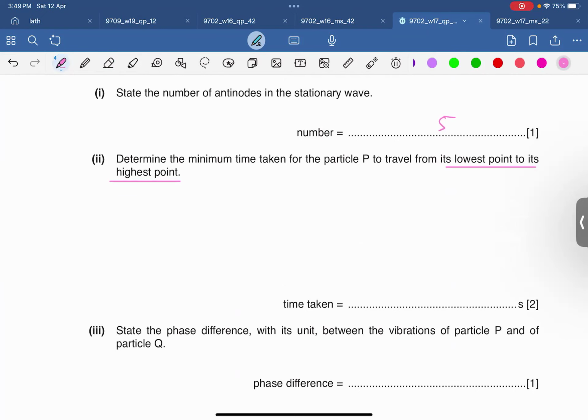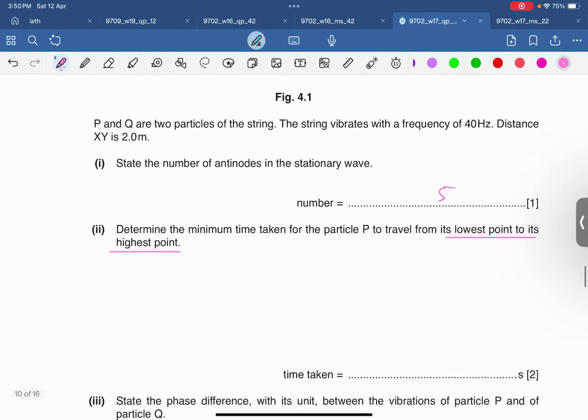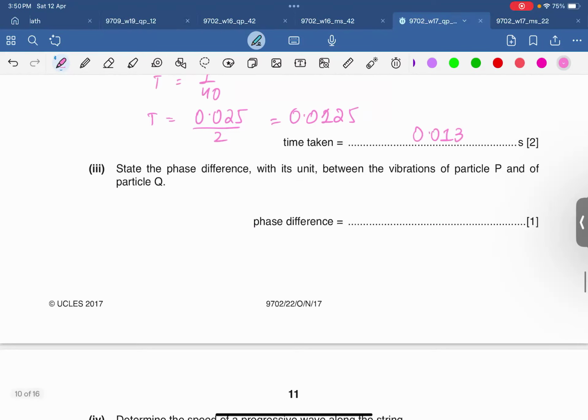So time period is equal to 1 over frequency, and time period is equal to 1 over 40. So that will give you the period of how much? 0.025. 0.025. Okay, and you have to divide by 2, so to get the half the time period, that will be 0.0125. Okay, so that would be 0.013. Fine, चलो हो गया, आगे आ जाओ.